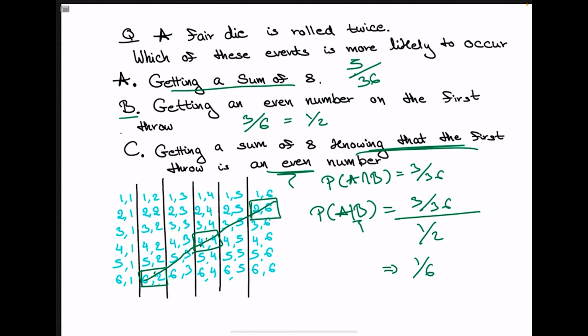So out of A, B, and C, which of these events is most likely to occur? So which has the highest probability? It's clear to see that B has the highest probability at 50%, so B would be your answer.